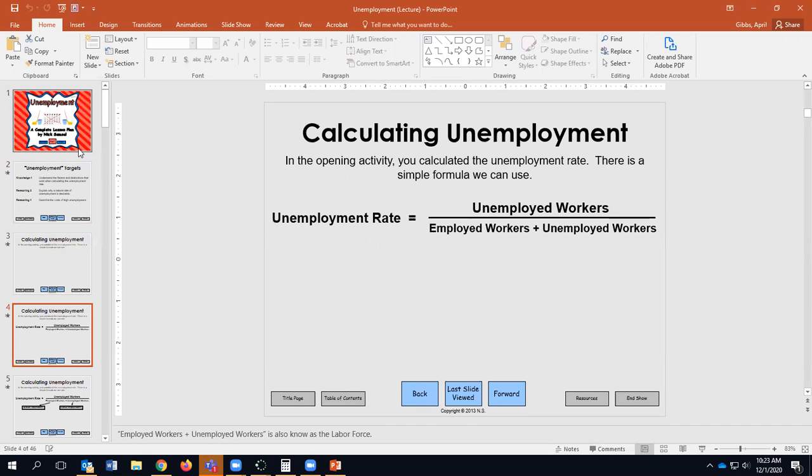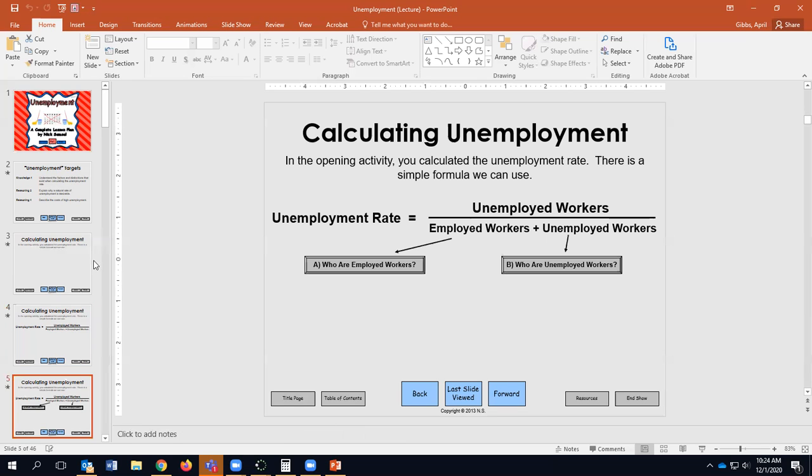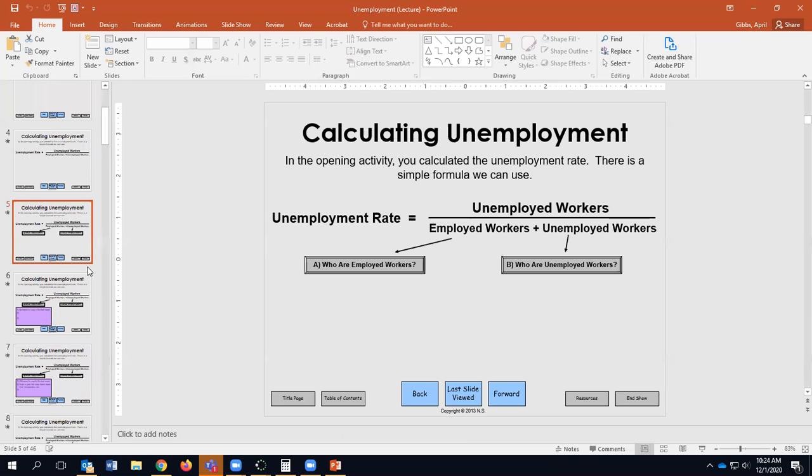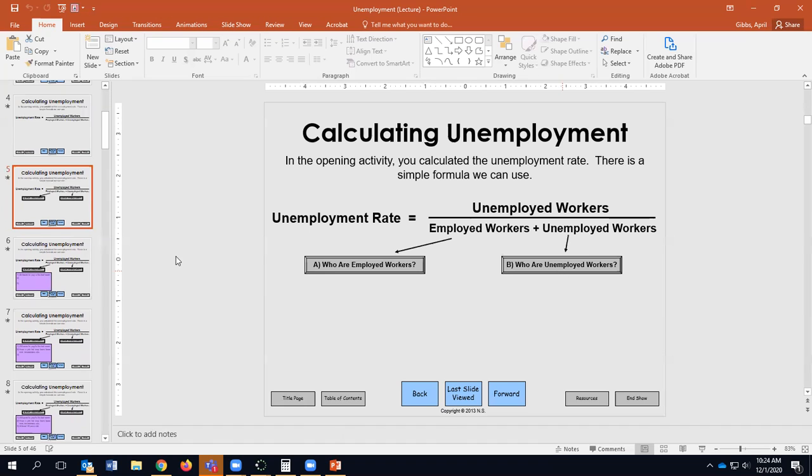So there's a simple formula that we use to determine the unemployment rate. That formula is the unemployed workers divided by the employed workers plus the unemployed workers. So it's simple, right? Let me write that down. So now we have to figure out who are employed workers and who are unemployed workers.